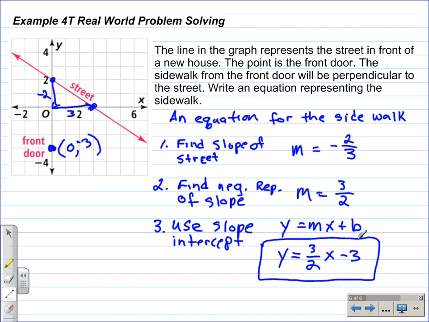So this is the equation for the sidewalk: -3 is the y-intercept, and 3/2 is the slope. From here we go up 3 over 2, and there would be the sidewalk going out to the street, just like that. So this equation is the line perpendicular to the street.